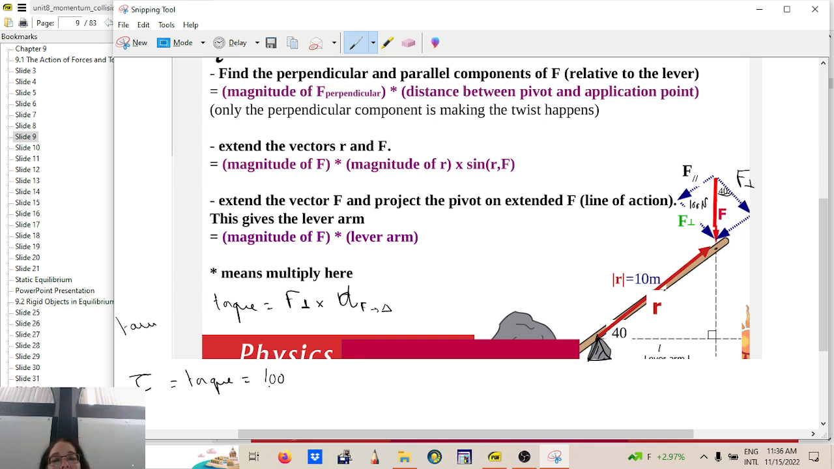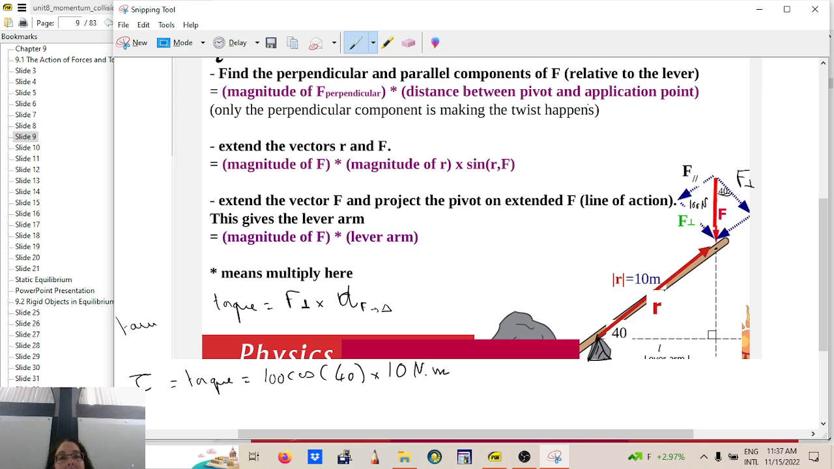So 100 cosine 40 times 10. Is that clear? Is that true? Okay. So that will be one way to find the torque.